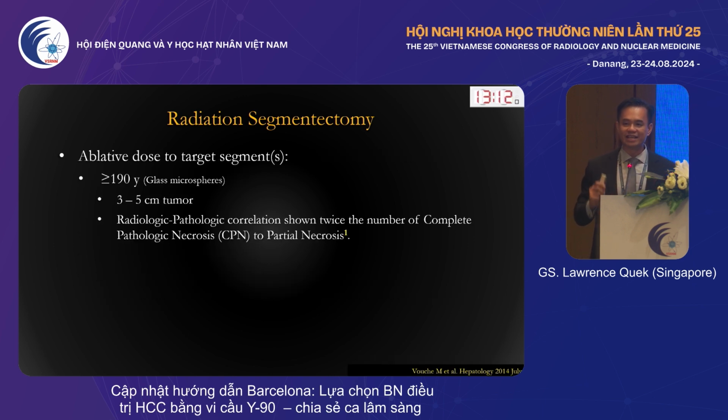So what exactly is the dose? And really in the last decade, dose has become really important in the treatment. If you don't give enough dose, you're just tickling the tumor. Right? The tumor will be laughing at you. You've got to give enough dose, big enough to be able to obliterate the tumor. So we're looking at a dose of more than 190 grays for glass microspheres, and somewhere in the ballpark of 3 to 5 centimeter tumor.